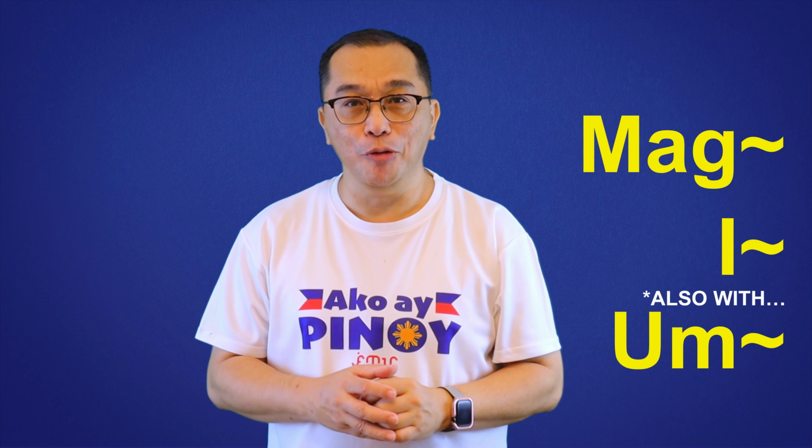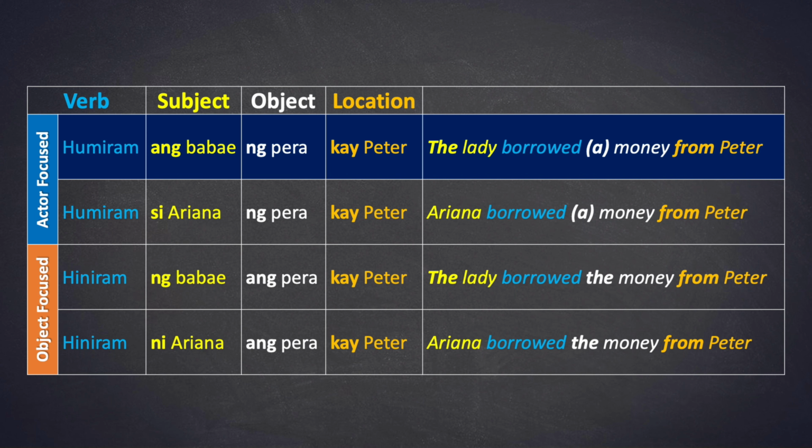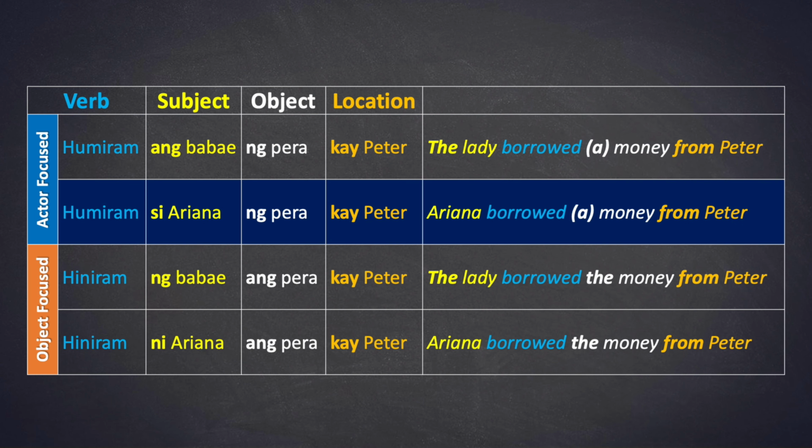Alright? So, moving on. Humiram ang babae ng pera kay Peter. The lady borrowed money from Peter. Humiram si Ariana ng pera kay Peter. Ariana borrowed money from Peter.